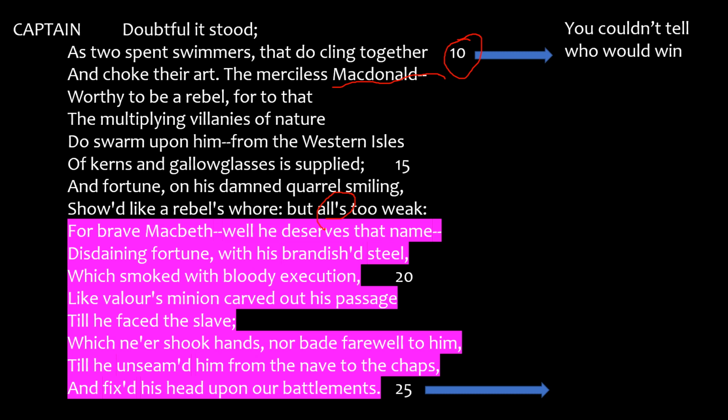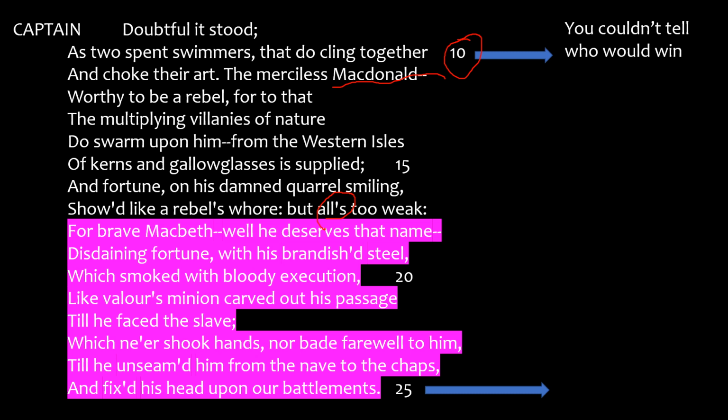Disdaining fortune, ignoring all the odds that were against him, with his brandished steel. Like his sword is his steel. And if you brandish something, that verb, or the adjective there, really makes it sound like he's swinging it around and is in absolute control. And in fact, he goes on to describe on line 20 his sword. It's smoked with bloody execution. Not literally, but it's almost sort of on fire with the battle that Macbeth is going through and how he's using it. He calls it execution rather than killing, which is an interesting choice of word on line 20.